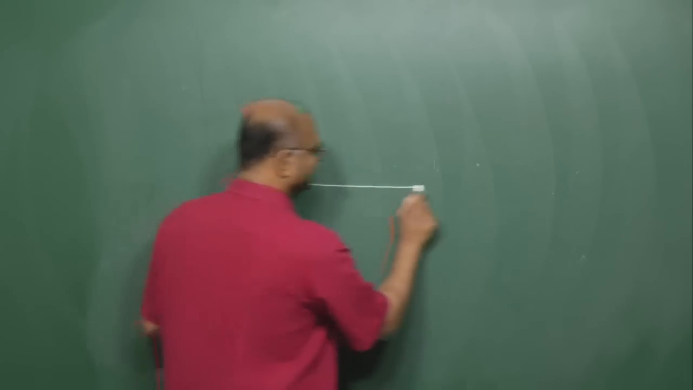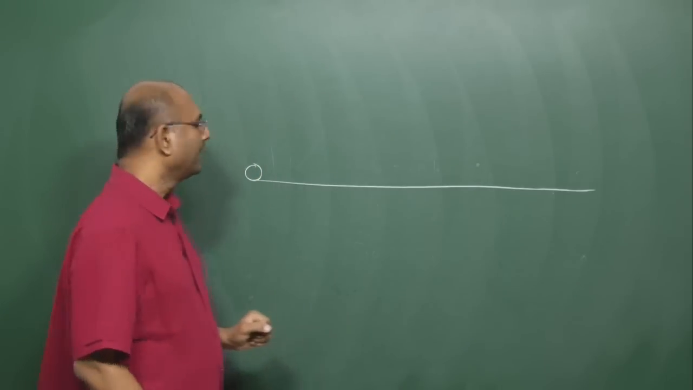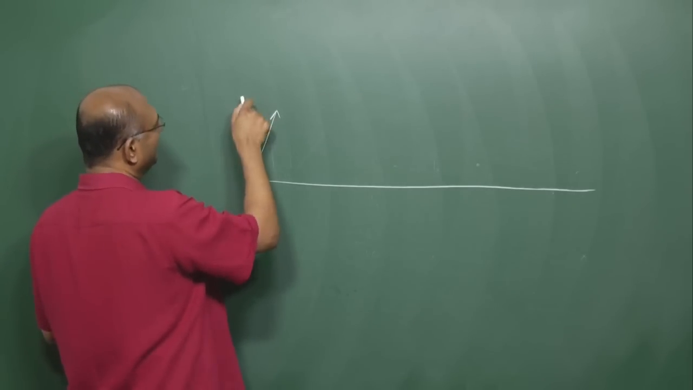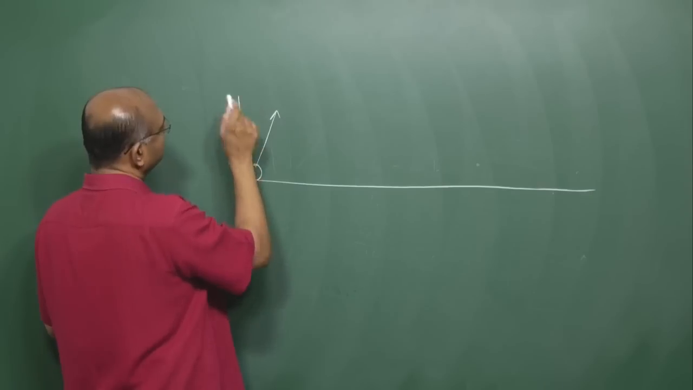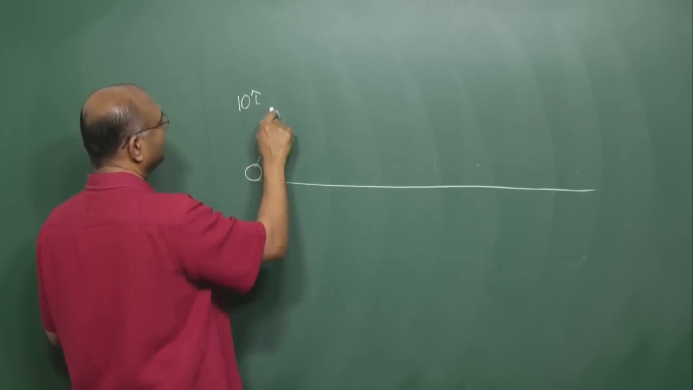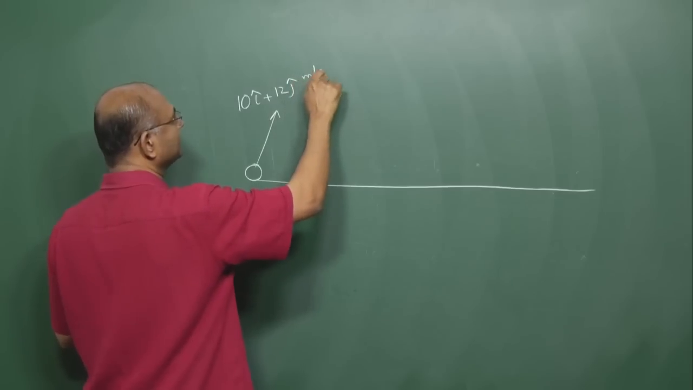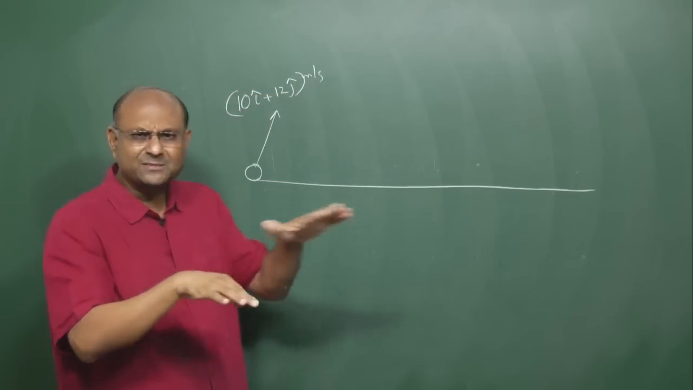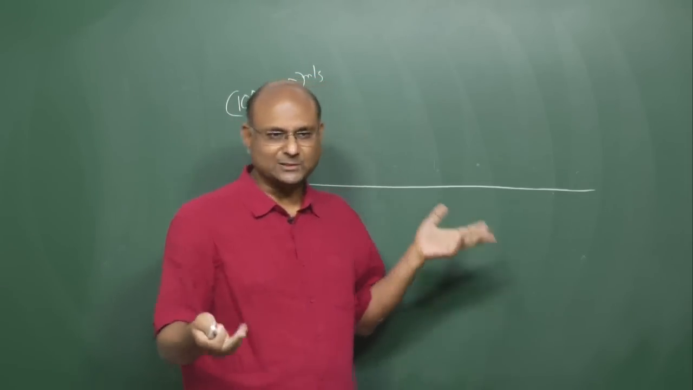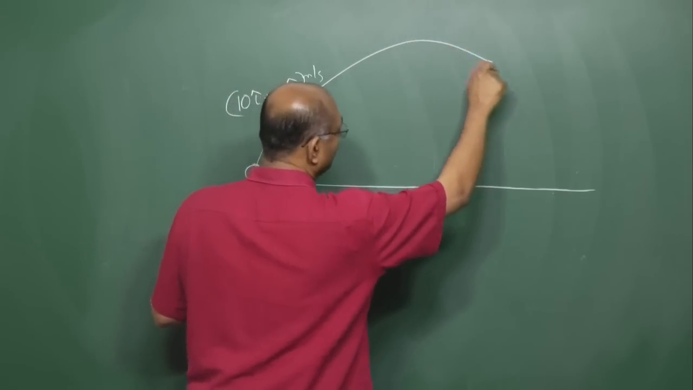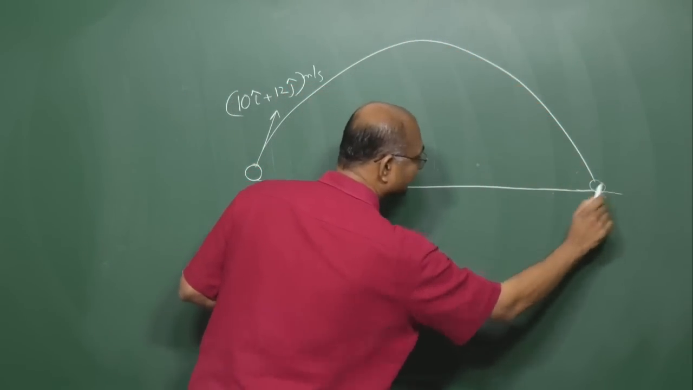Let us start with this question. I'm going to take a ball and throw it like this with, let us say, 10 I cap plus 12 J cap meters per second. In all these questions, we are assuming g is 10 meters per second square. We've already done that. So this goes up till the top and then comes down and hits the ground.